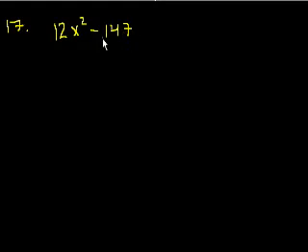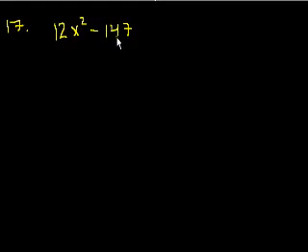We're on problem 17. It asks us which expression shows the complete factorization of 12x squared minus 147. First of all, can we factor something out? 147 is a strange looking number. It's definitely not divisible by 12, because 12 goes into 144. Is it divisible by 3?